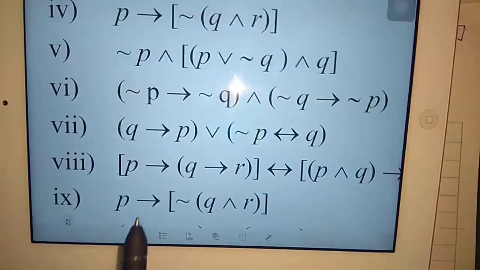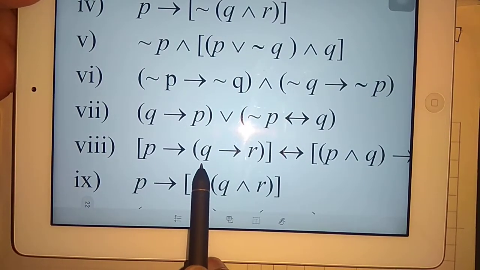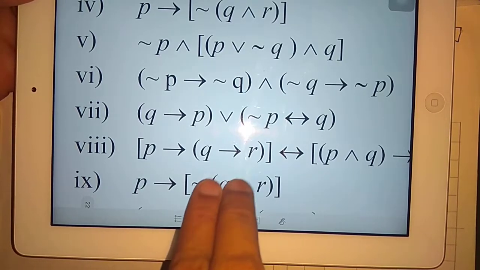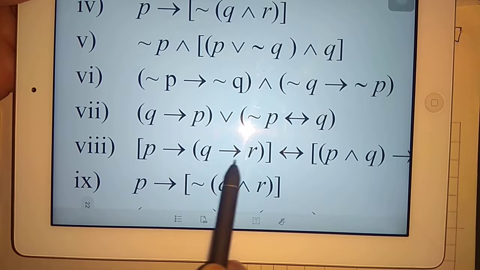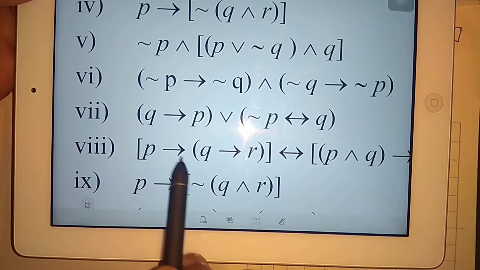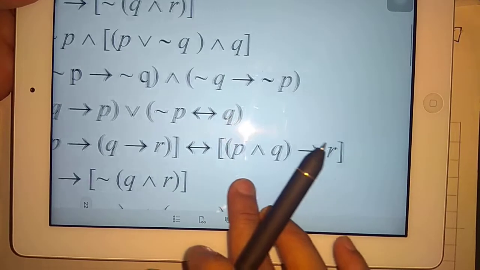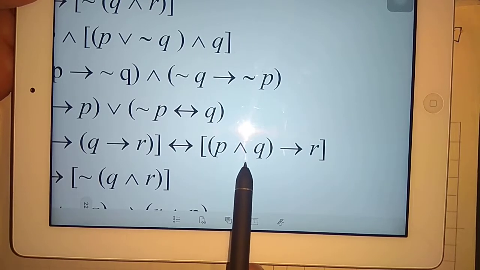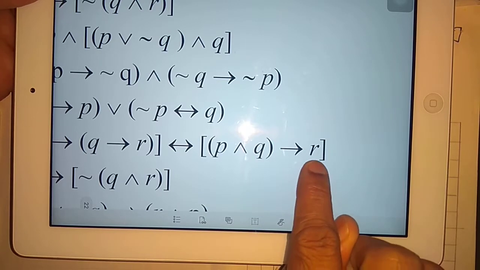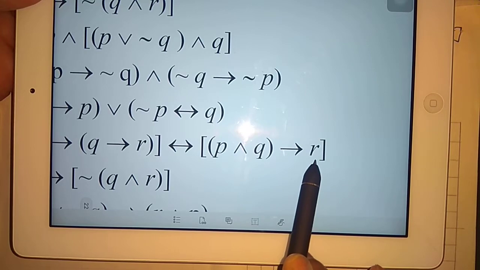Question number 8, here it is. P implies Q, simple implication R. Means P simple implication, the compound statement is this: Q simple implication R. The whole compound statement is a double implication with P conjunction Q, a single statement like that, in simple implication with R. So P conjunction Q, simple implication R.